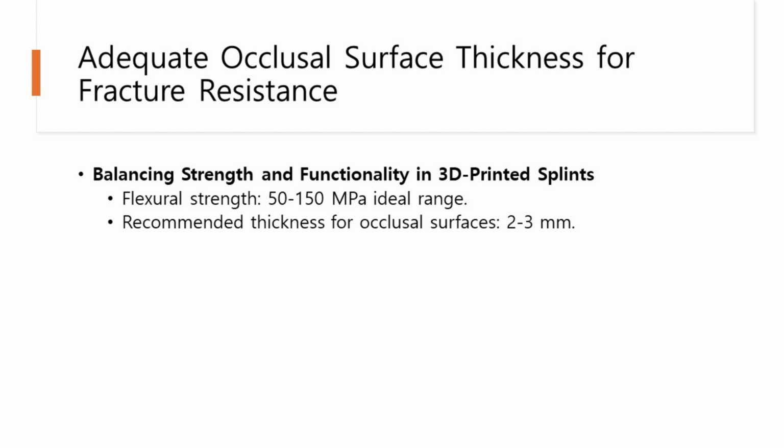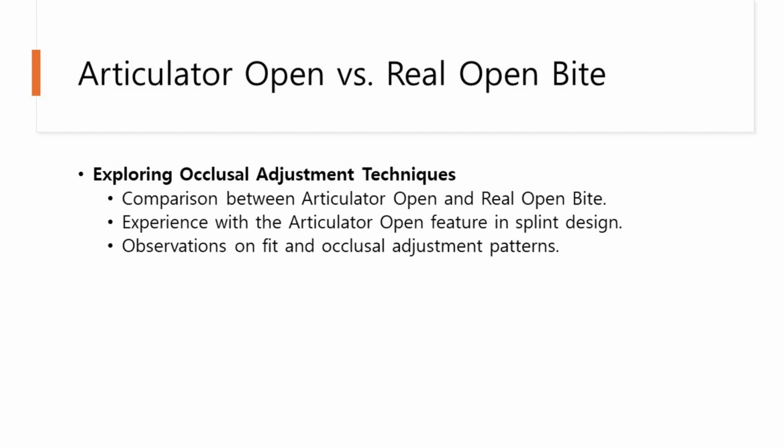It's important to stay updated with the latest material specifications and research findings to make informed design choices. For specifics on materials like those from Medit or the latest in 3D printing materials, consulting recent studies or manufacturer guidelines is advisable. The slide discusses the use of the articulator open feature in a splint design application and its effectiveness compared to adjustments for a real open bite.